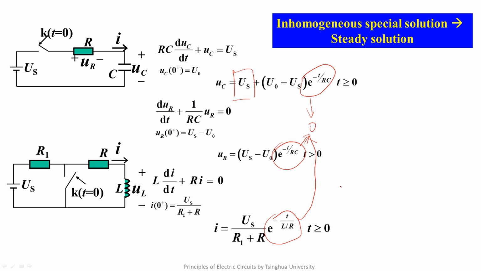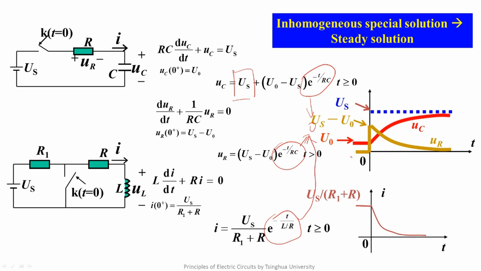Now we draw the three branch variables' waveforms. The yellow curve represents UR. The red curve represents UC. And the brown curve represents I. We can see for the 0 plus value, we can use the switching law to solve, which is introduced in lecture 48. For the change speed of the transient process, we can use tau equals RC or L over R to solve.